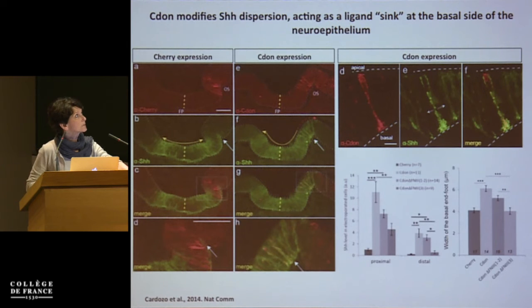Another interesting aspect is that Kedon expression is mostly accumulated at the basal side of the neuroepithelial cells, and somehow this overexpression induces the formation of filopodia-like processes that accumulate sonic hedgehog, and induces also an expansion of this basal process that has been quantified here, just basing on the width of the basal side.